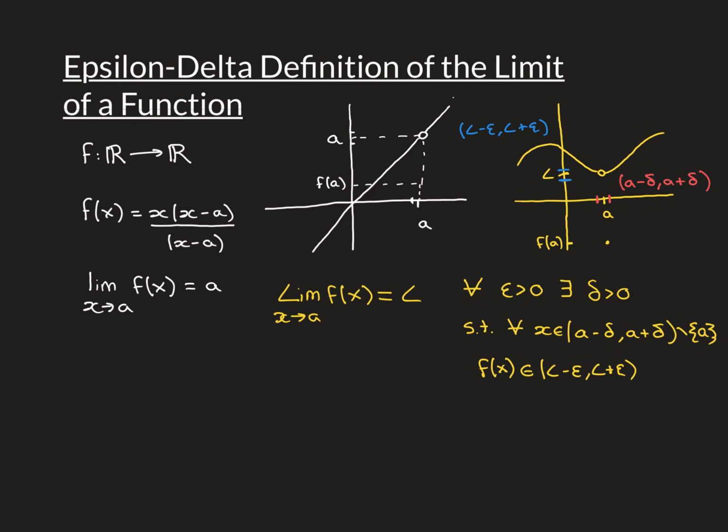And you must be able to find a delta interval for which that is true, that they're all mapped into the epsilon interval around L for all epsilon. And that is capturing that idea that the value of the function gets and stays indefinitely close to this value L, which we are calling the limit of the function, as x gets closer to a, as x approaches a in the domain.